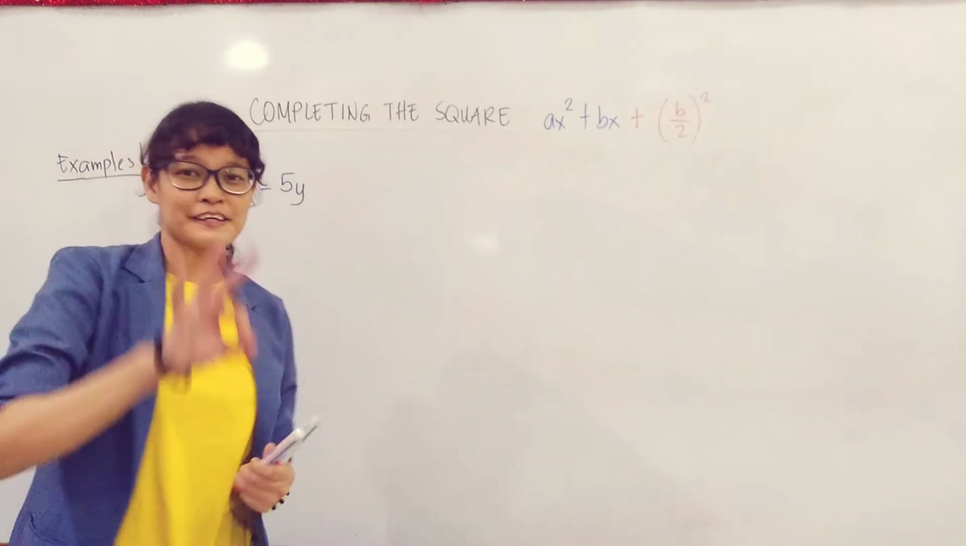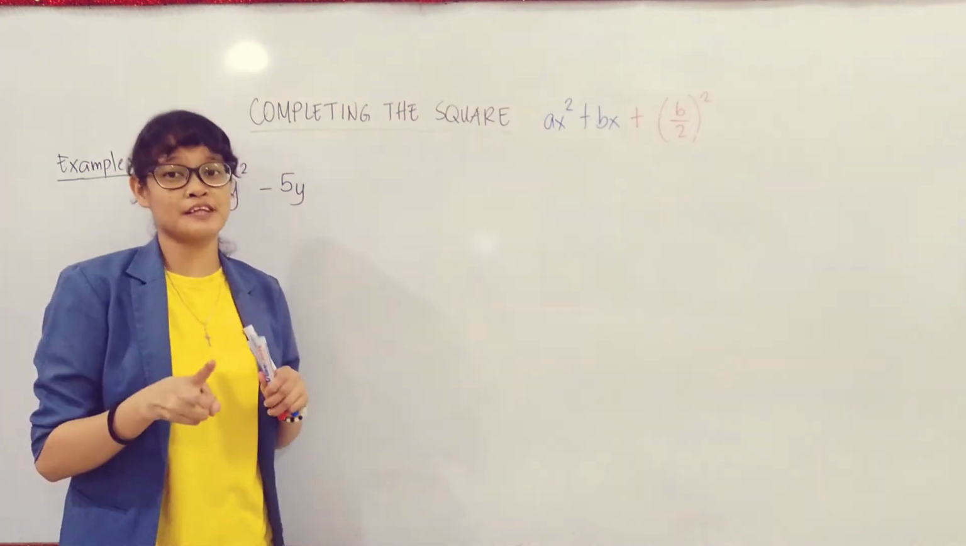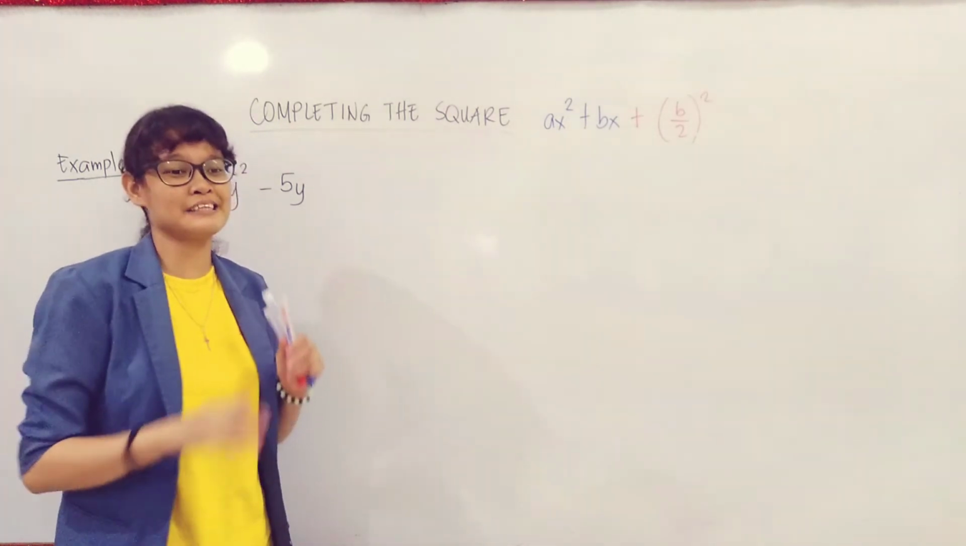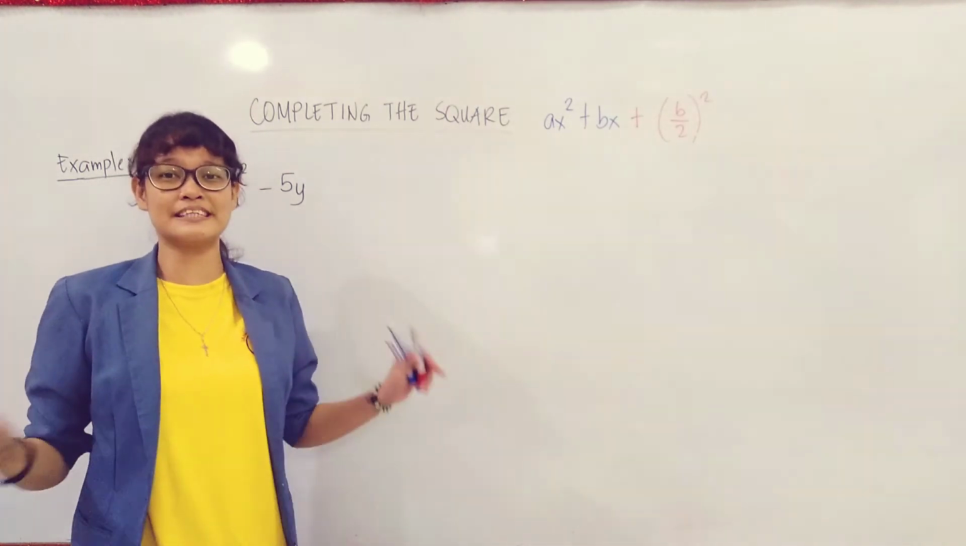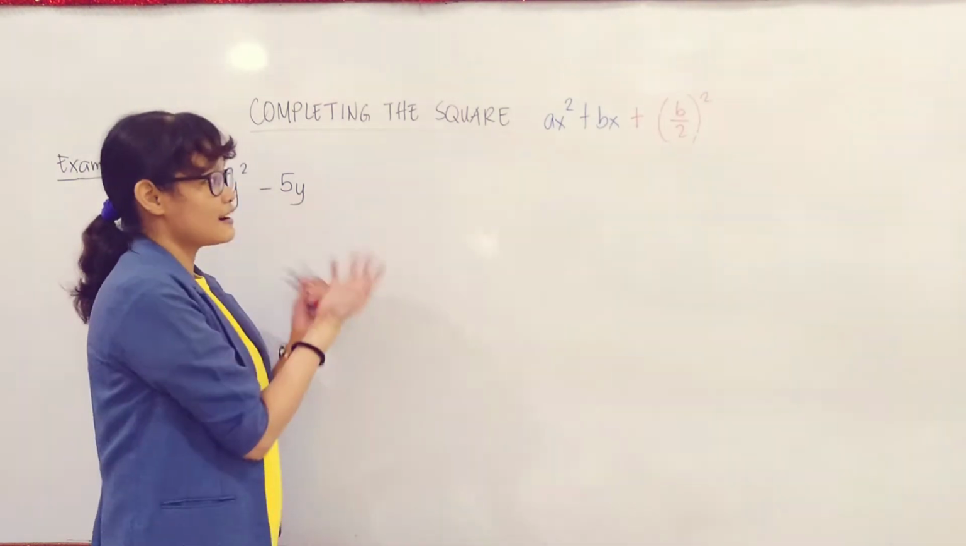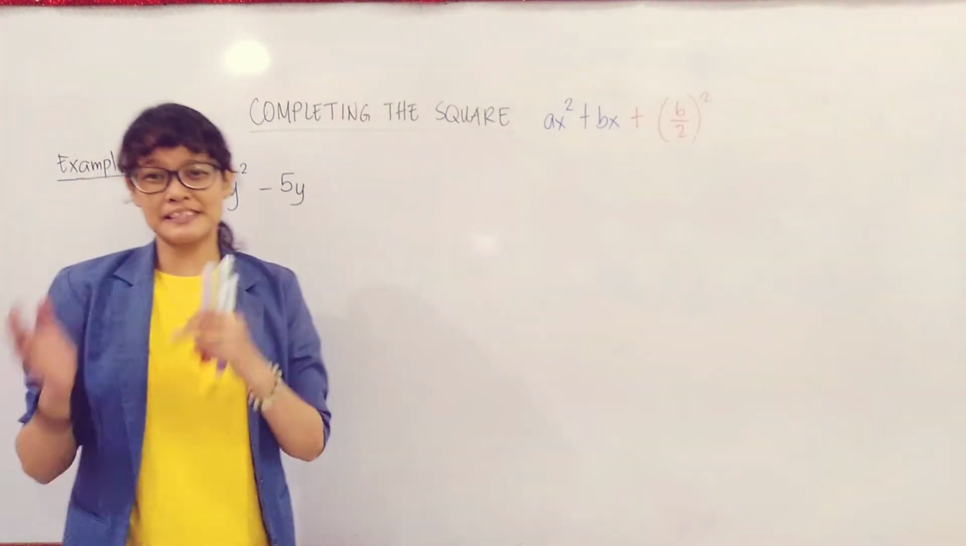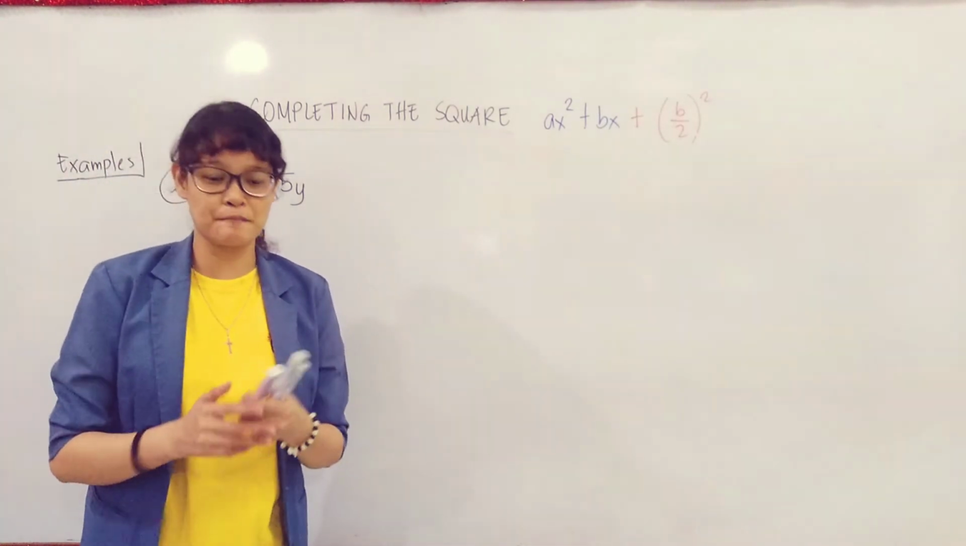Okay, so for our third example, you have y squared minus 5y. So for the first two examples natin, yung mga middle term nila ay divisible by 2. So paano naman ngayon pag hindi divisible by 2? Paano yung mangyayari sa ating expression? Okay, so let's have it step by step, gaya na ginawa natin sa example number 1.